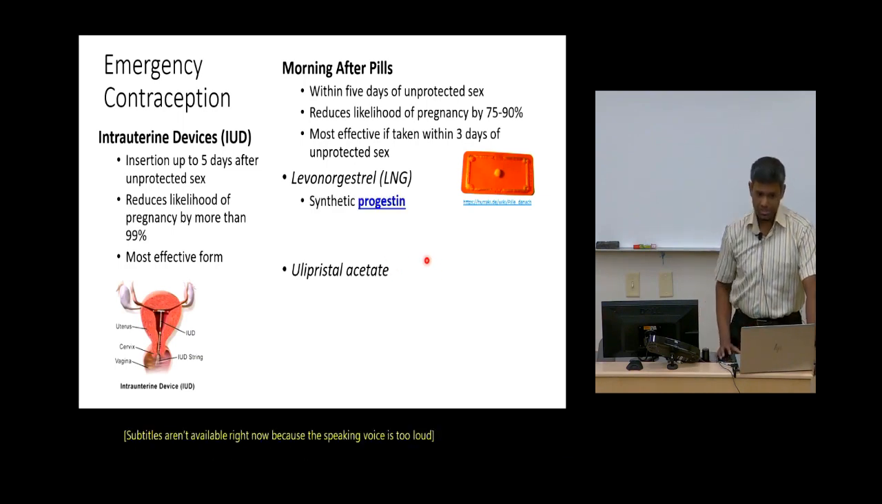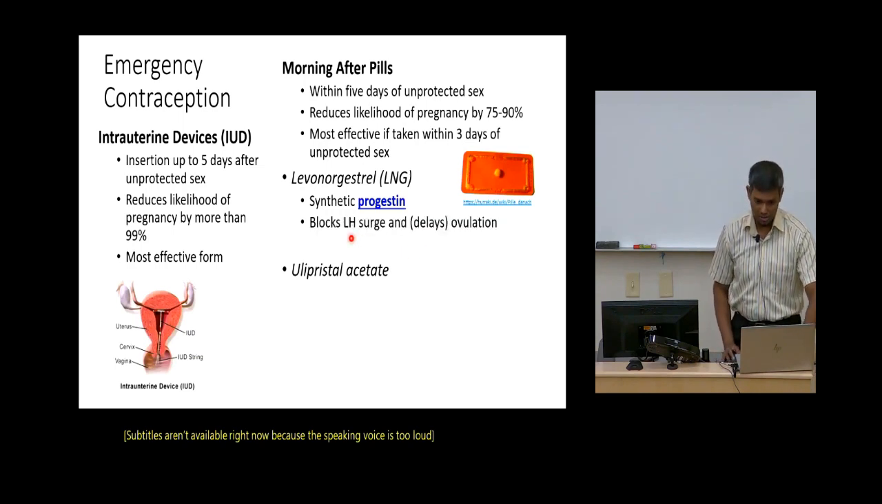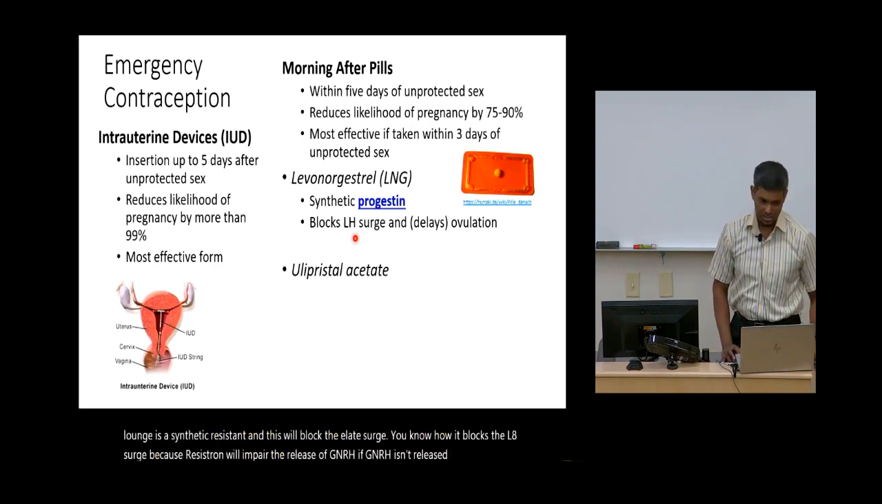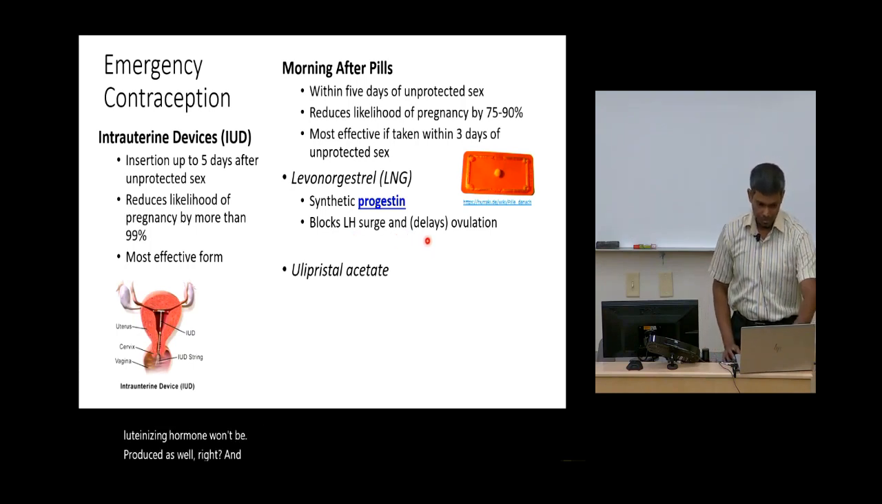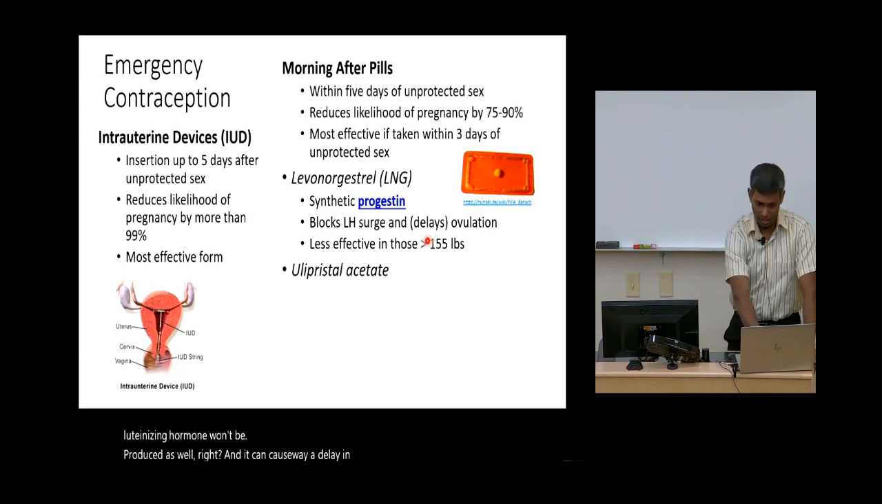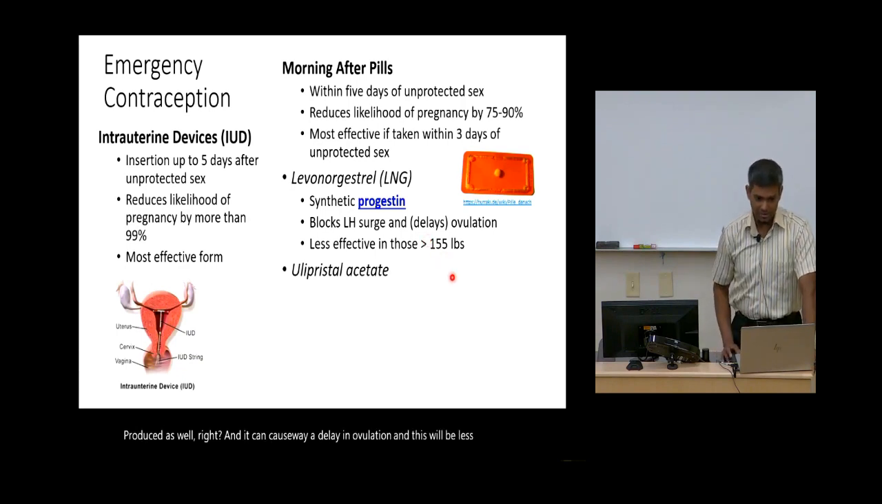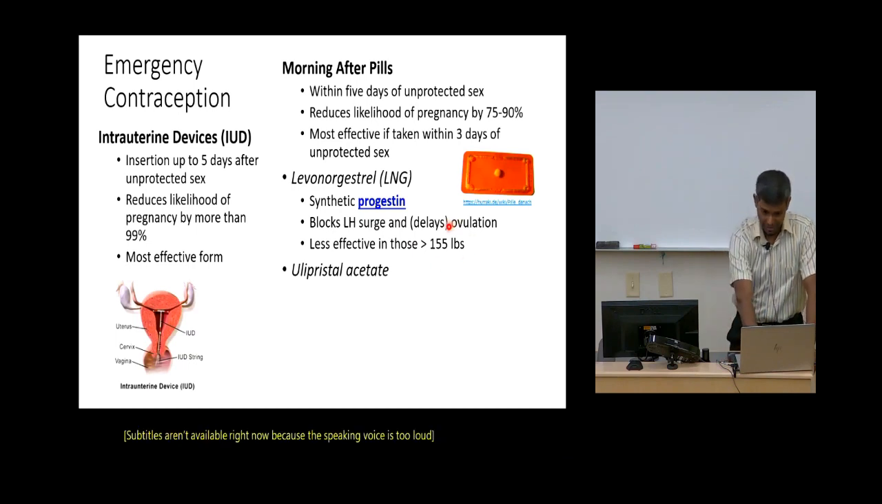So LNG is a synthetic progestin, and this will block the LH surge. And you know how it blocks the LH surge, because progesterone will impair the release of GnRH. If GnRH isn't released, then the luteinizing hormone won't be produced as well, right? And it can cause a delay in ovulation. And this will be less effective in those who are over 155 pounds. So it's more helpful for those who are lighter than that weight.